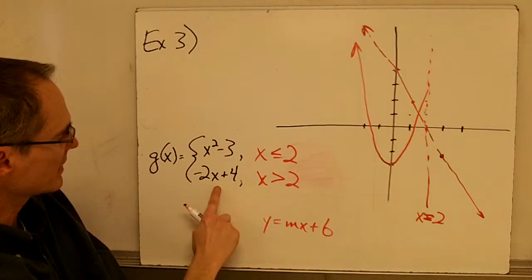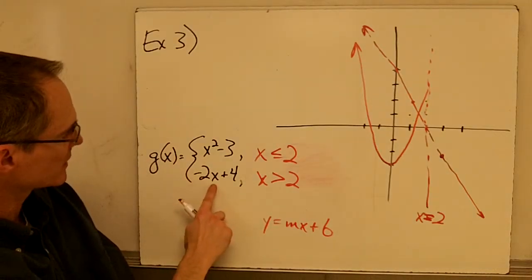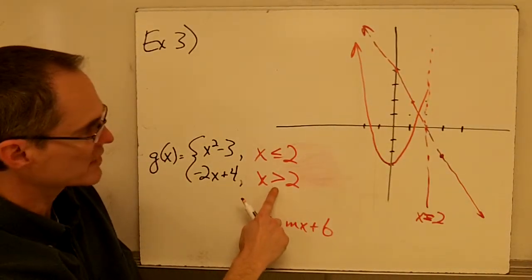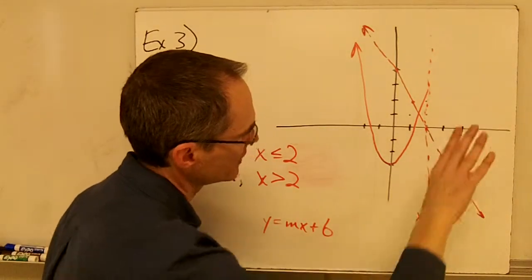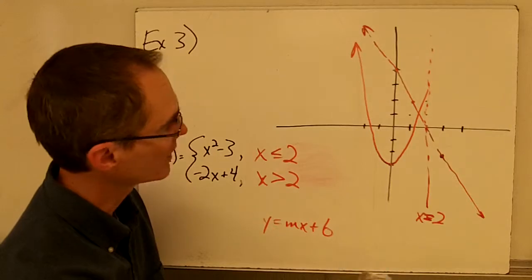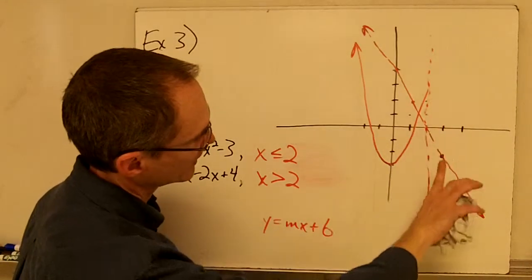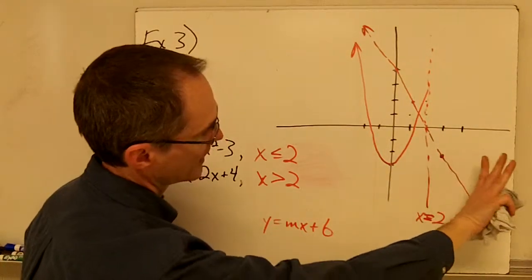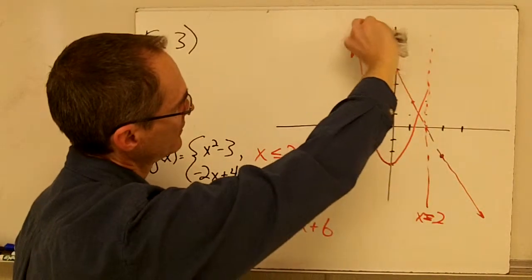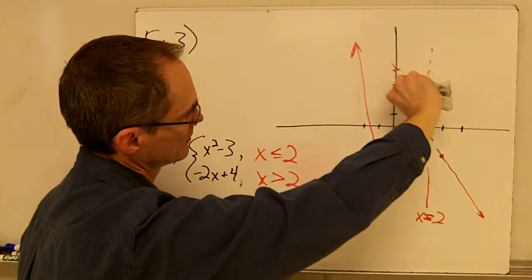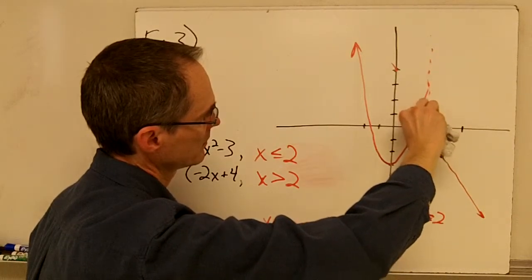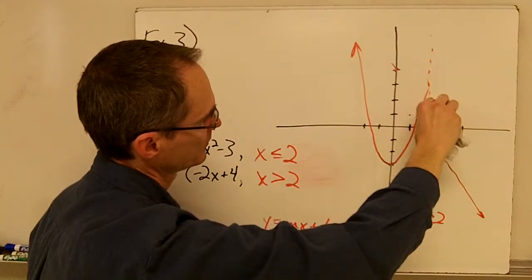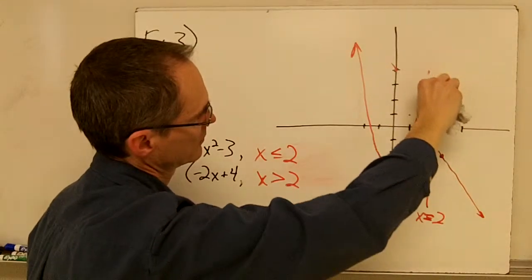For my straight line, I can see g of x is only equal to negative 2x plus 4 when x is greater than 2. Well, x greater than 2, that's all these x's over here, which means I'm going to erase all of the parts of my straight line that aren't where x is greater than 2. So that's all of this part right here, this part here, and up to there.